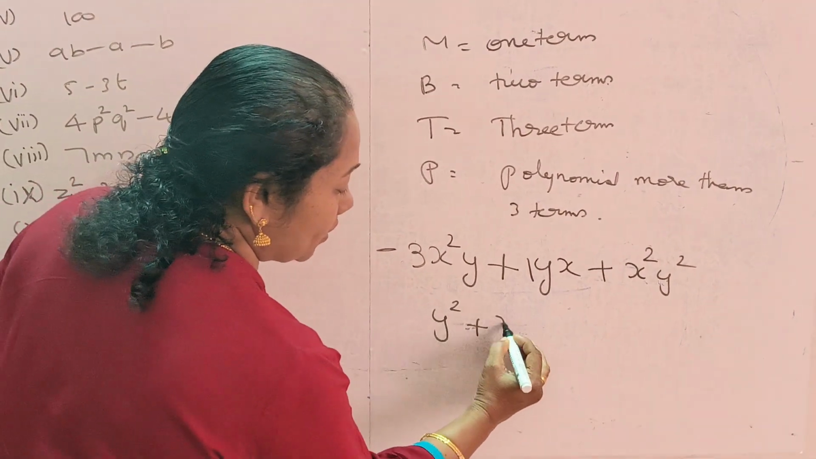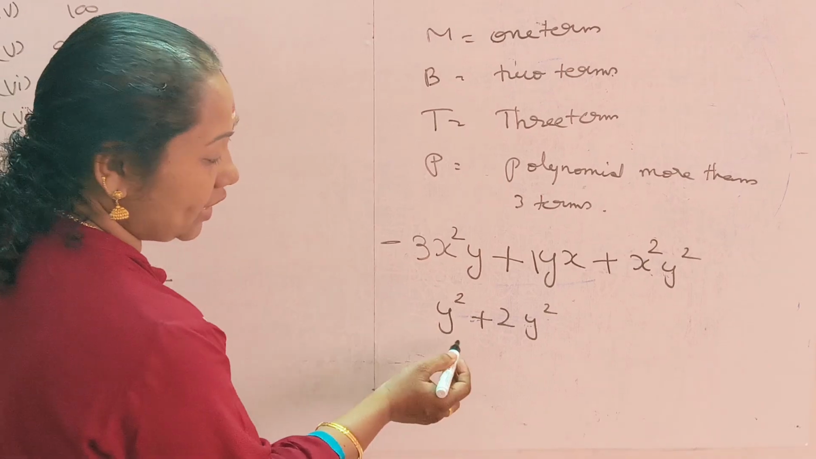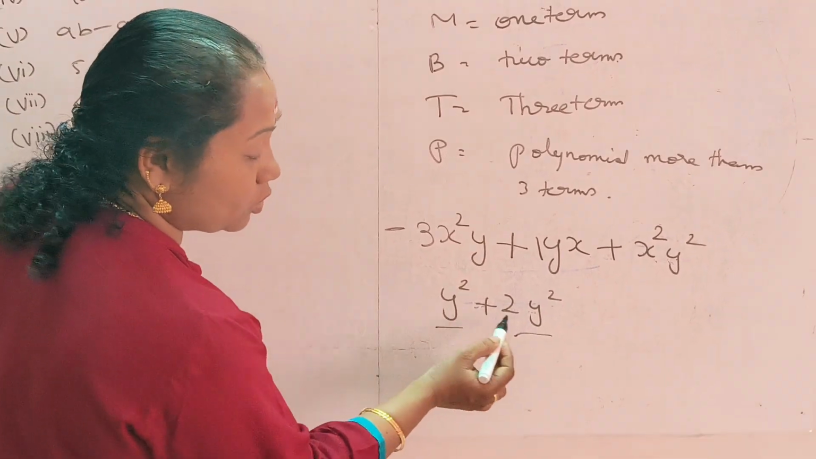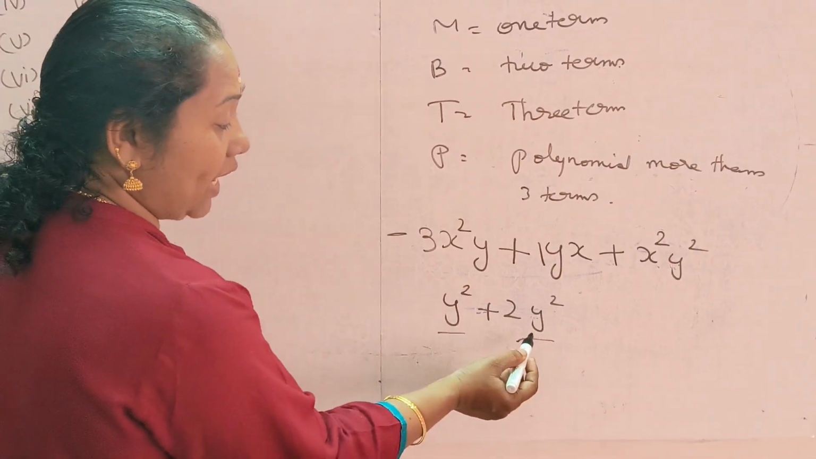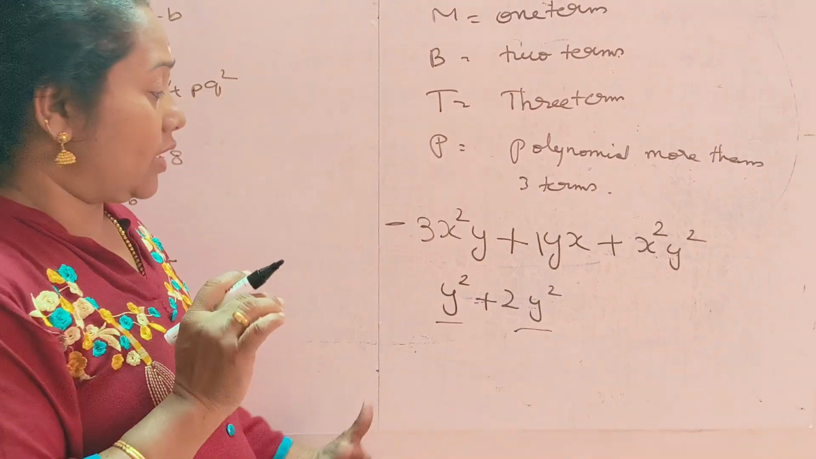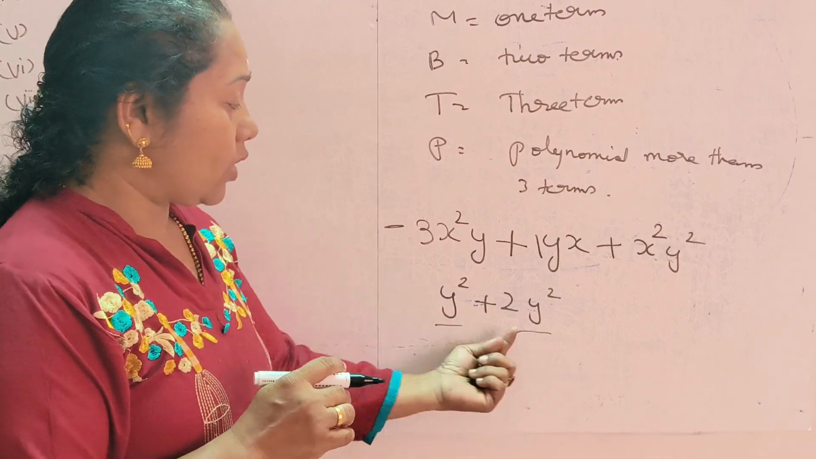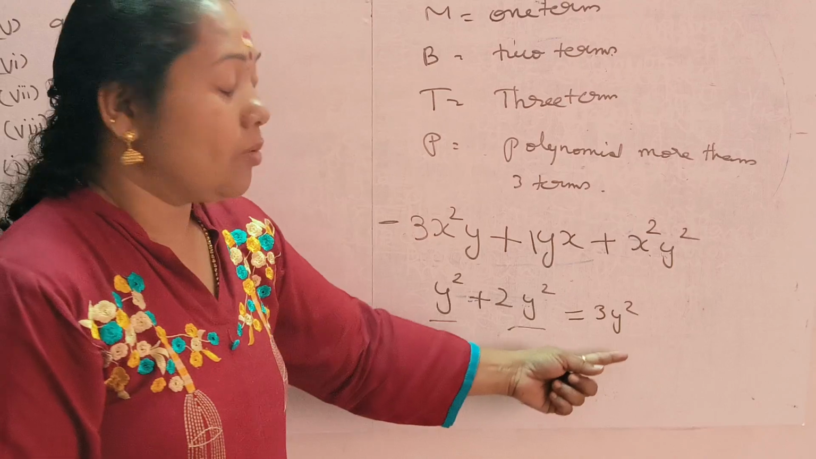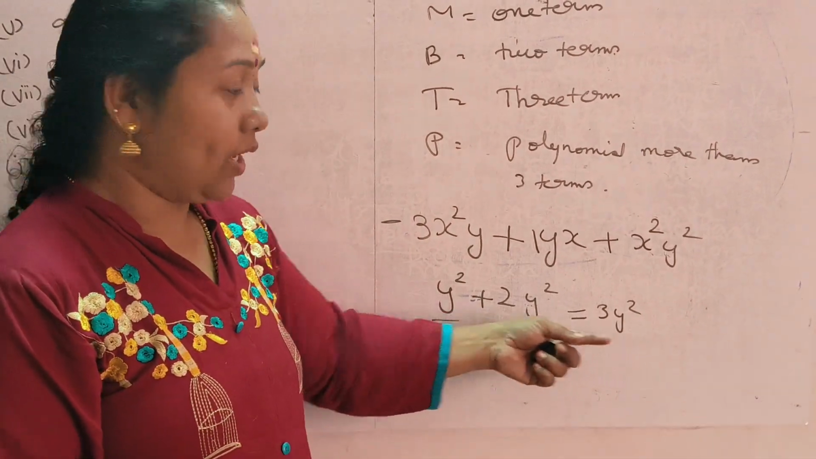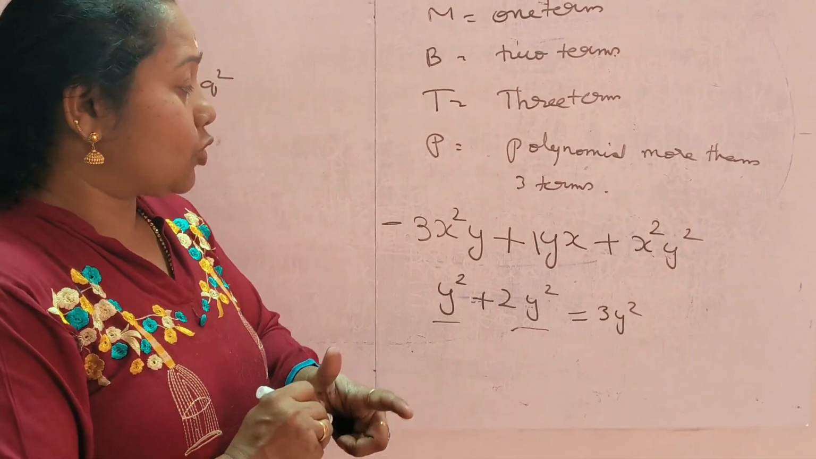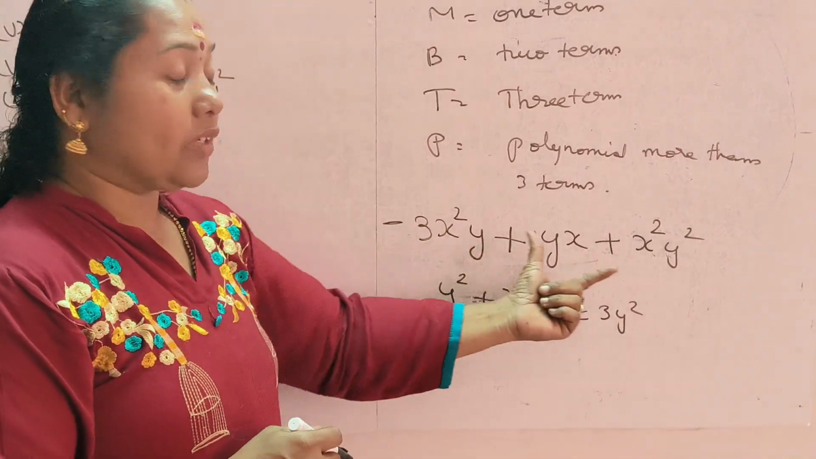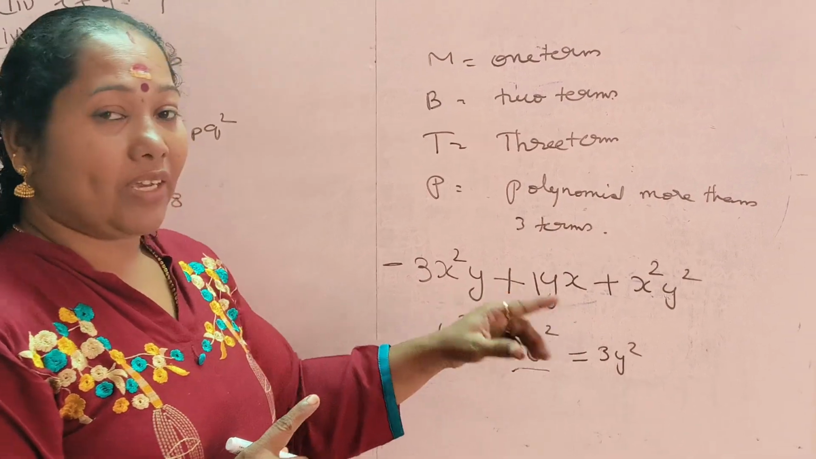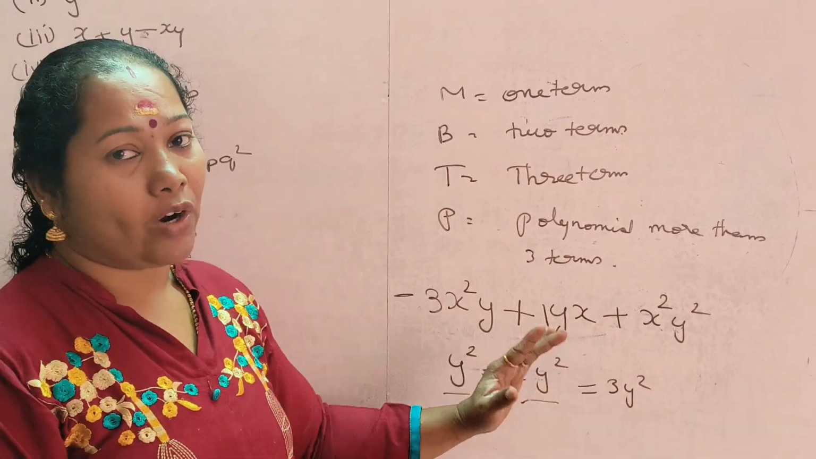Sometimes you will get a question like this: y squared plus 2y squared. But here it is not a binomial, because although two terms are there, both are like terms. If they are like terms, then it will be considered a monomial only. 1y squared plus 2y squared equals 3y squared. So this is a monomial, not a binomial. So in this way you have to consider that whatever the number of terms, they should not be like terms. Then only we consider 2 terms, 3 terms, whatever.